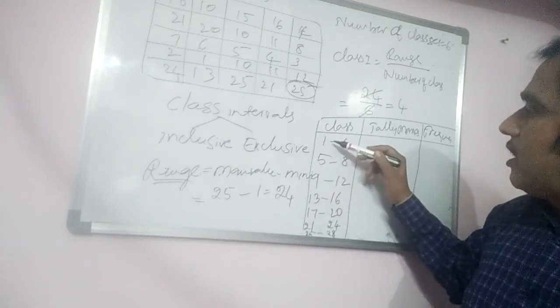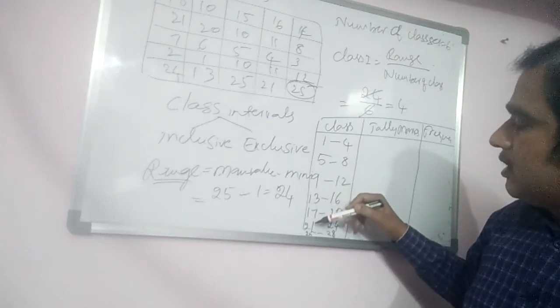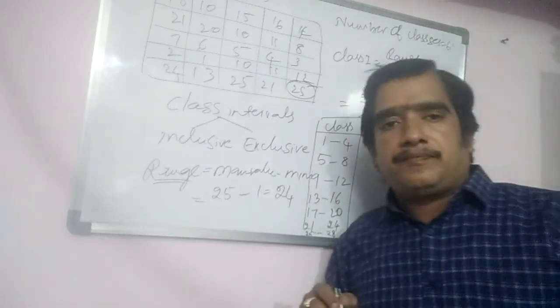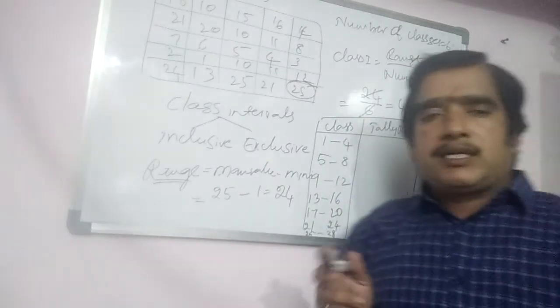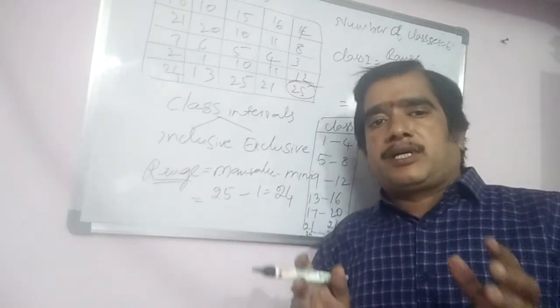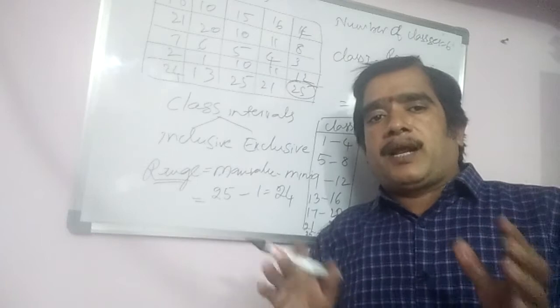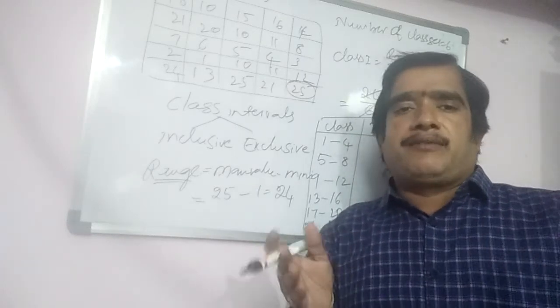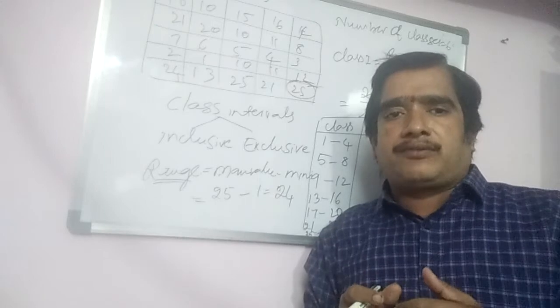How many classes did we get? 1, 2, 3, 4, 5, 6, 7. Sometimes we will get one extra also. It is not a problem. In the textbook, the number of classes is given. Sometimes a class interval will be given in the textbook. That only you have to take.